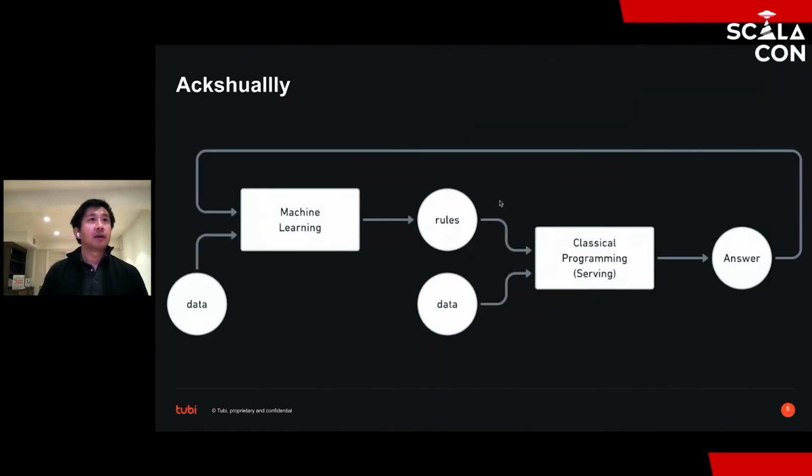So really, the workflow looks something more like this, where data and machine learning spit out the rules that then feed into a production system, which then takes the data and spits out answers. The answers, in addition to being shown to the user, are then fed back into machine learning. And both the offline component and the online component need data input, and this will become important later as well.